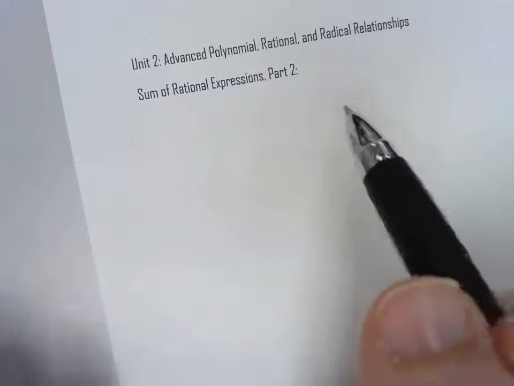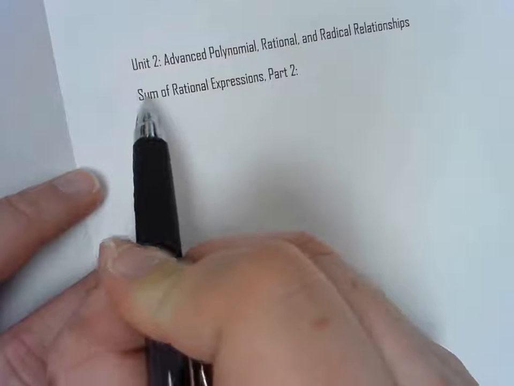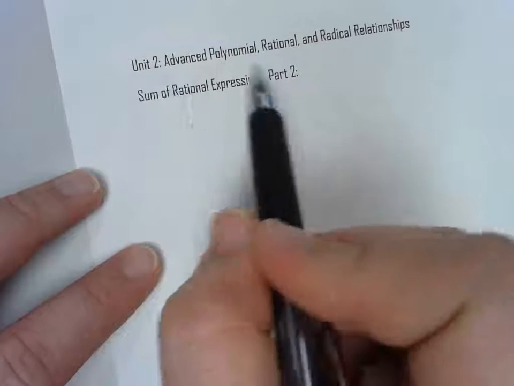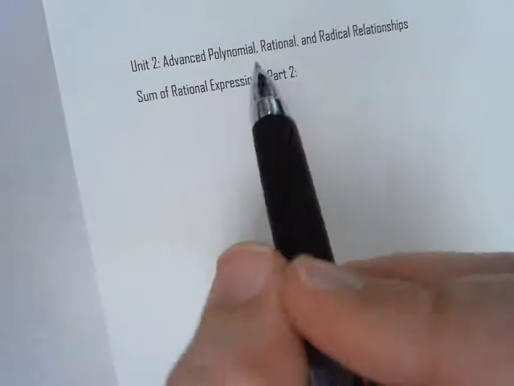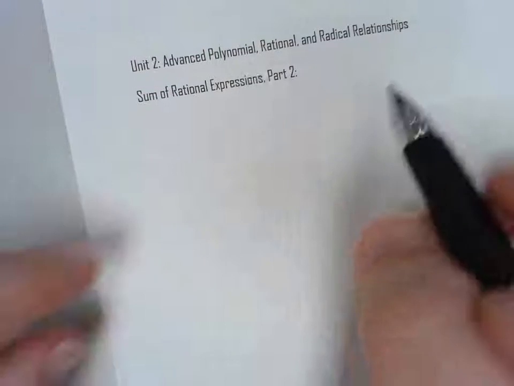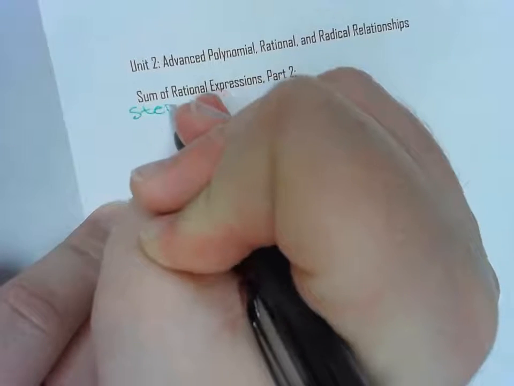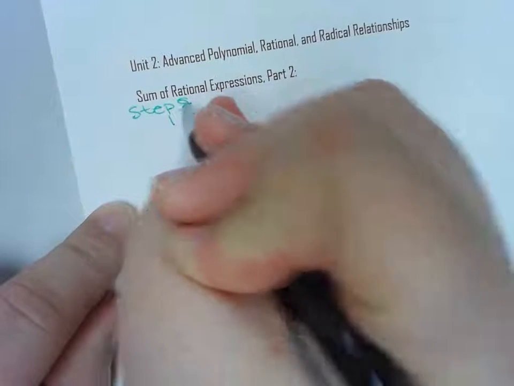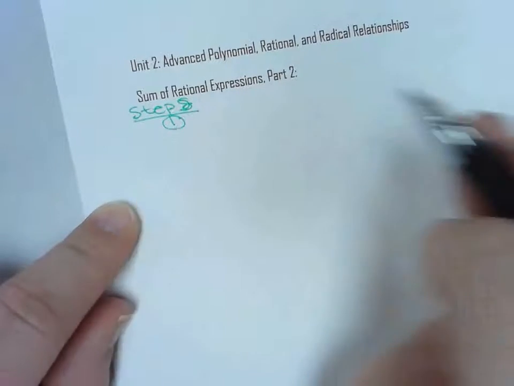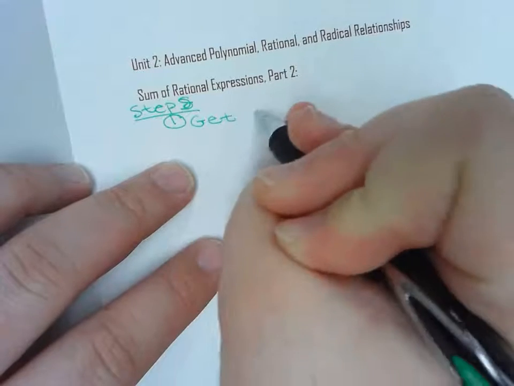Okay, so as I look at these, we are adding some rational expressions. This is part 2. So this is going to be dealing with rational expressions that do not have common denominators. So first thing you're going to need to do, here's my steps. Steps with the 2 steps. First step is to get the common denominator.